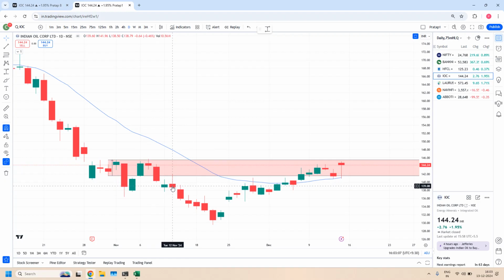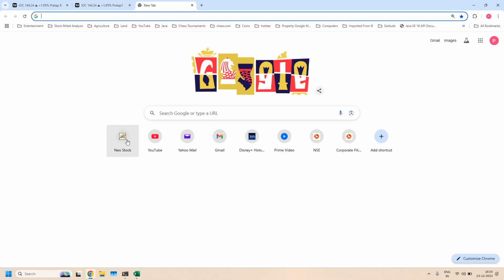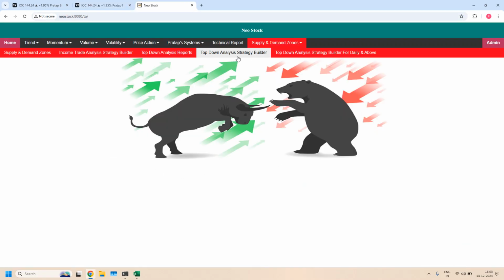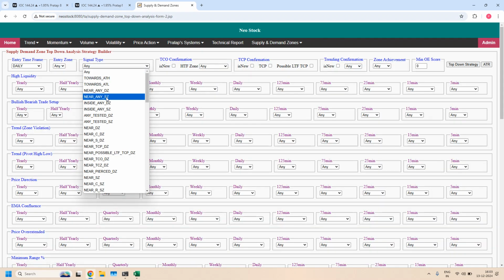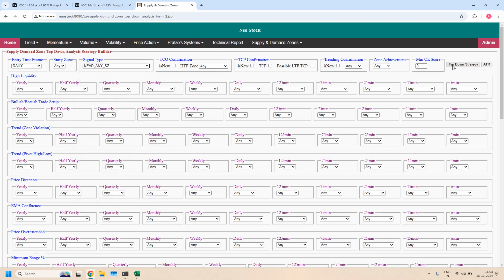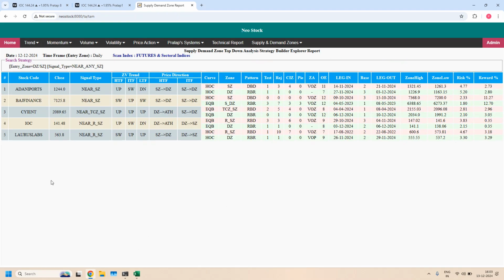But how to understand this zone? Why did the NeoStock software not identify this zone as a pierced zone? Let me show you the report generated yesterday. Only premium subscribers might be knowing, so let me generate that report. It is a daily supply zone. I am opening stocks near daily supply zone. So here you have IOC, a high liquidity zone.